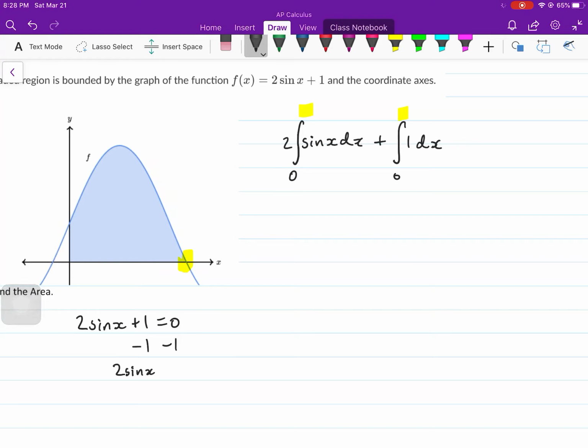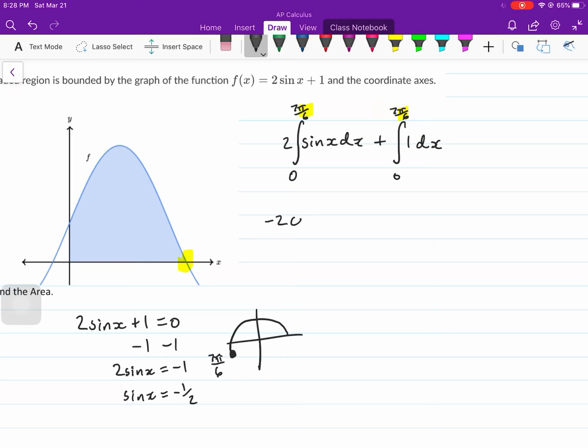Subtract 1. 2 sine of x equals -1. Divide by 2. And sine of x equals -1/2. So if you think about that unit circle real quick, when does sine equal -1/2? Well, it's got to be on the bottom. That would be right here at 7 pi over 6. I don't know how I remember that, but I do. So that's going to be our upper bound, 7 pi over 6.